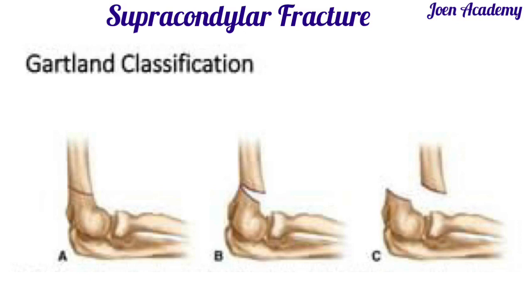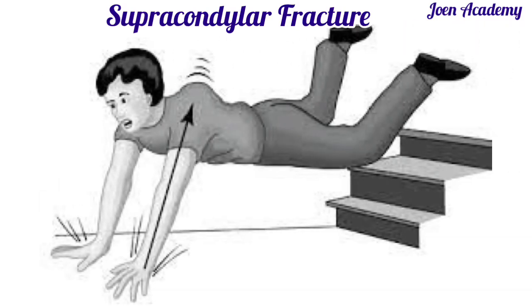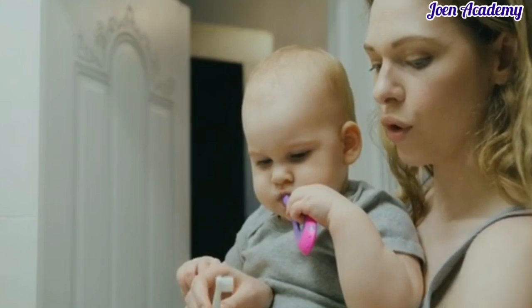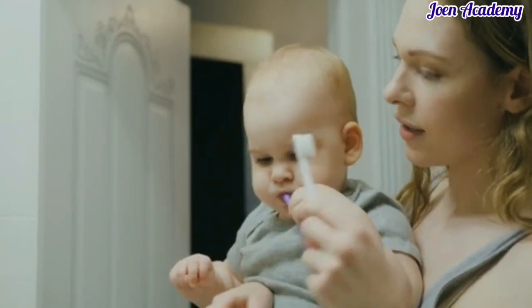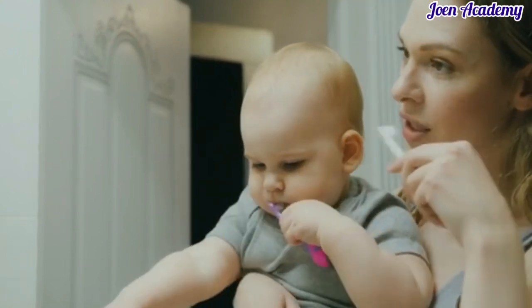Now, straight to the clinical importance. The first is supracondylar fracture. It is a fracture of the distal humerus. This fracture is typically transverse or oblique, and the most common mechanism of injury is falling on an outstretched hand. Supracondylar fracture is more common in children than in adults. Contents of the cubital fossa can be damaged in this fracture.